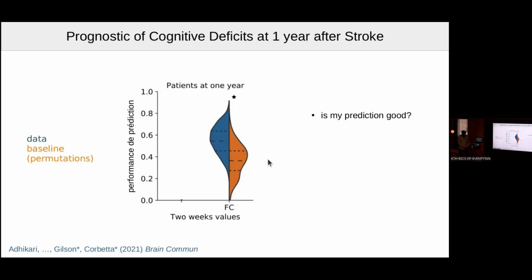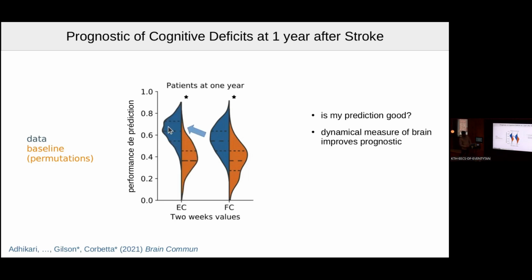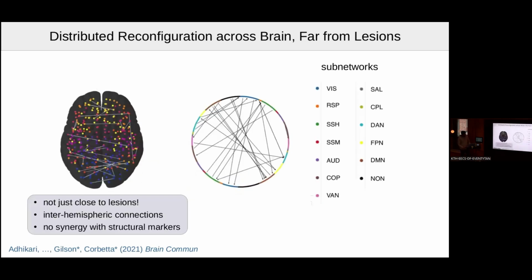And so the point is to see how much better we do compared to the chance level. So with functional connectivity, we do better than chance, and we're happy. But when we use this effective connectivity, then we do even better. And so we increase the prediction a bit when we use this effective connectivity that captures not only the spatial correlation of the fMRI, but also the temporal correlation to some extent.